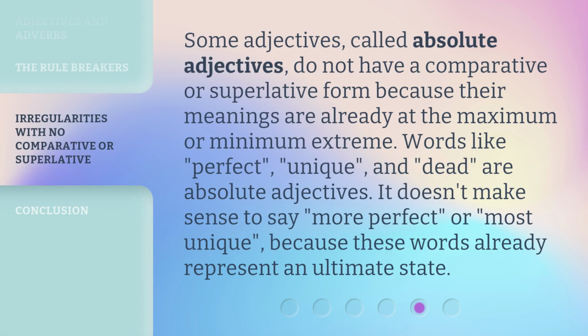Some adjectives, called absolute adjectives, do not have a comparative or superlative form because their meanings are already at the maximum or minimum extreme. Words like perfect, unique, and dead are absolute adjectives. It doesn't make sense to say "more perfect" or "most unique" because these words already represent an ultimate state.